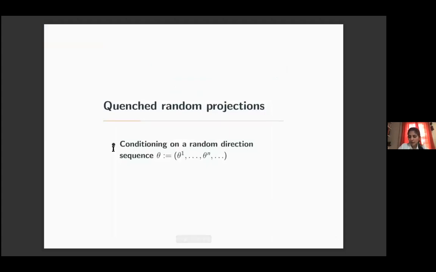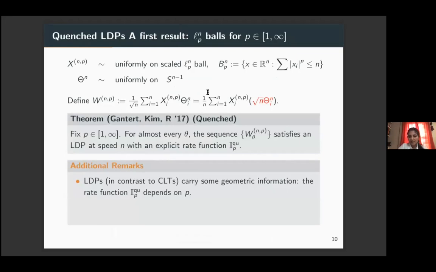Okay, so just going back to this quenched random approach, I'm conditioning on the random sequence, and then we have this result. To give you some additional remarks, remember the whole idea was in the CLT, we said that if we looked at just fluctuations, you don't get any information about the higher dimensional object. And here I'm saying LDPs, in contrast to CLTs, do carry some geometric information. Why? Because this rate function, which I haven't written explicitly for you, but it has a pretty explicit expression, depends on P. So it varies with P.